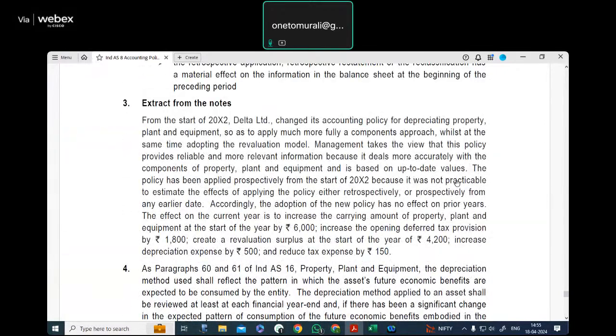From the start of 20X2, Delta changed its accounting policy from depreciating PPE so as to apply much more fully a component approach while at the same time adopting the revaluation model. See, I hope that all of you would be knowing about the component model. What is a component model?